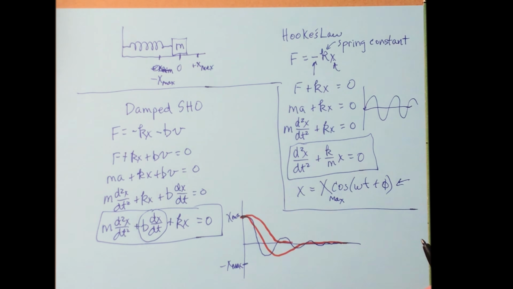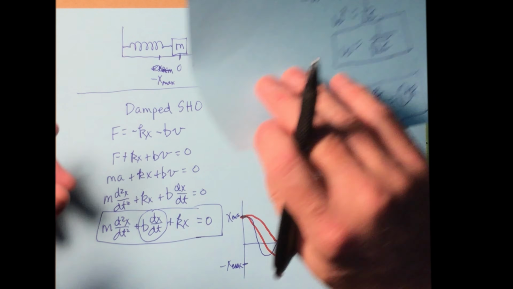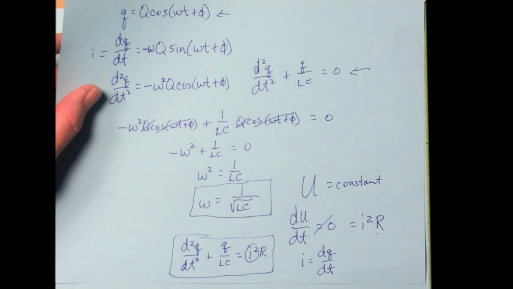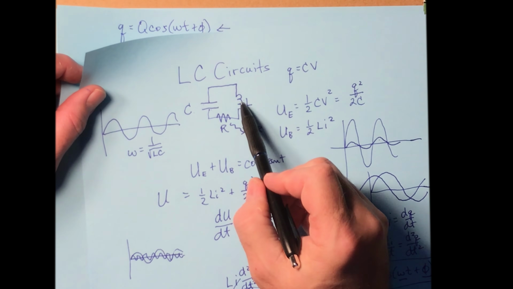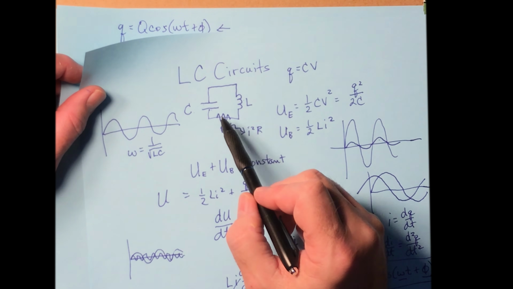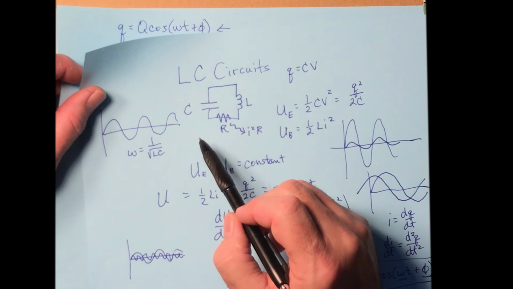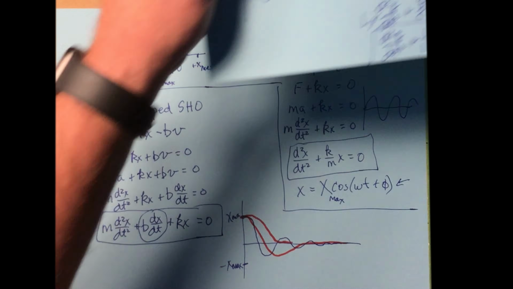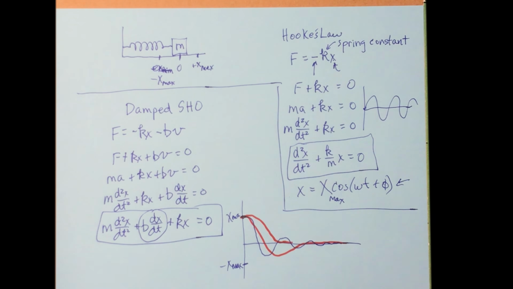Now let's turn our attention back over here. Now we have not just a simple LC circuit, but now we've got an RLC circuit. And when we have an RLC circuit, it's no longer constant. The total energy is no longer constant.